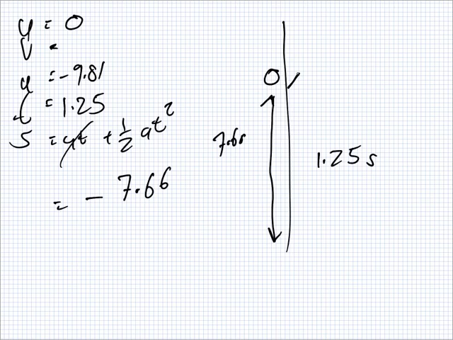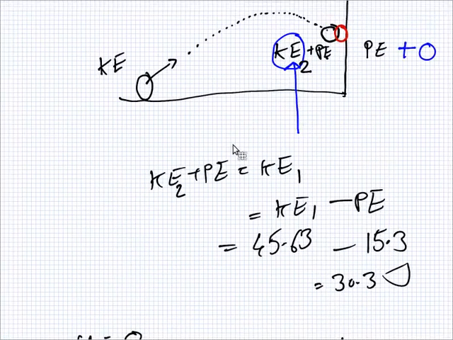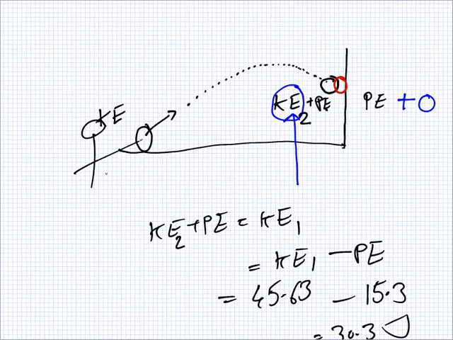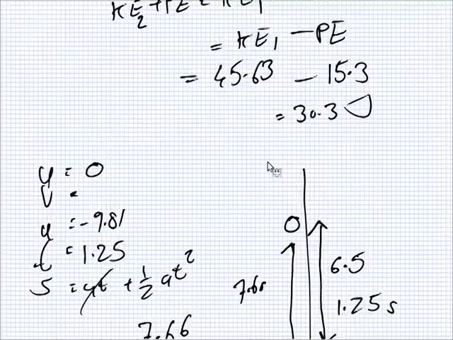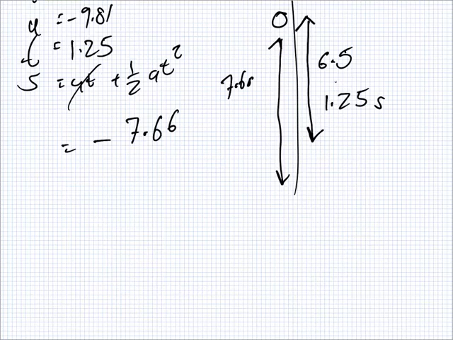How far above the student's hand was the ball? We said the distance was 6.5. What you don't really see in the picture is that this is really from the student's hand. So there's a little bit extra underneath. So what is that distance? Well, that would be the difference between 6.5 and 7.66, which is 1.16, which is correct.